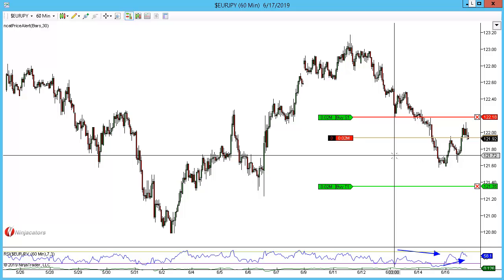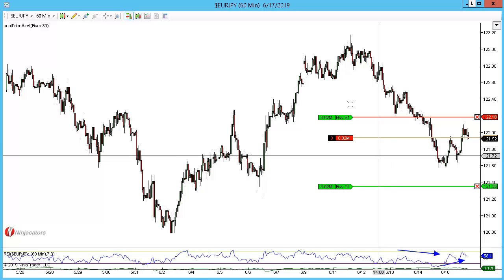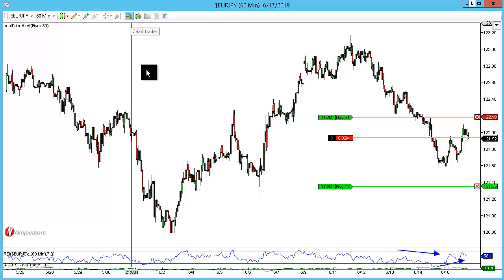We're on the Euro Yen on the 60-minute time frame, and we have a flag pattern that's set up. Now I'm going to go ahead here and run through the high time frame analysis.